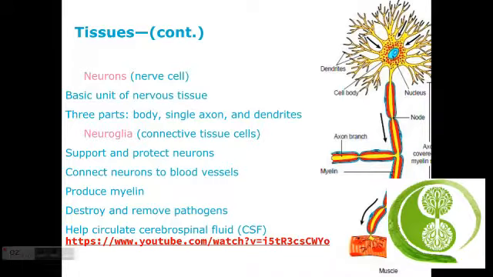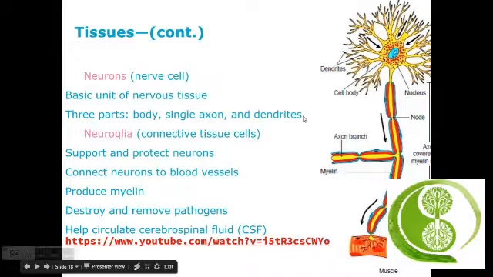The structural components that make up the brain, the spinal cord, and the nerves include two types of nervous tissue cells called neurons and neuroglia. So that's where we pick up with this slide. Our neuron is, simply put, the nerve cell. And this is a picture of it here on the slide. The basic unit of nervous tissue is the nerve cell.